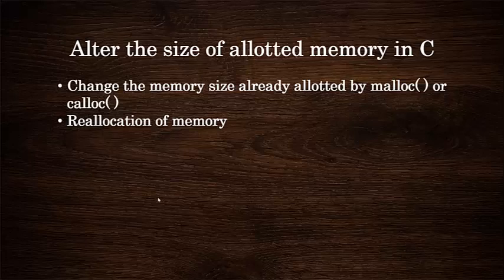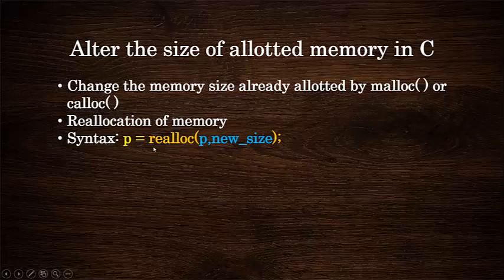The syntax is to make use of the function realloc, and we pass the pointer p as the first input argument, and the second input argument is the new size of the memory allocation. Let's say, for example, I have already reserved some memory space of size 10 using malloc or calloc, and now I need to expand my memory to size 20. So I pass the pointer variable as well as the value 20 as the new size. So here's the syntax.